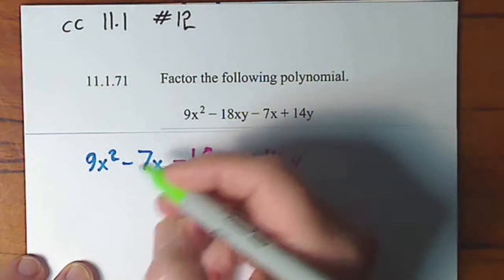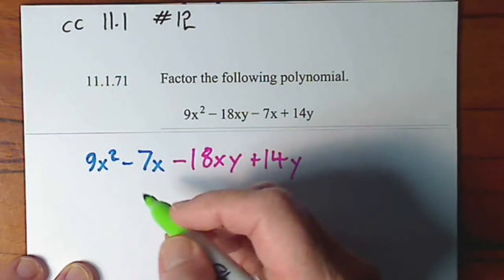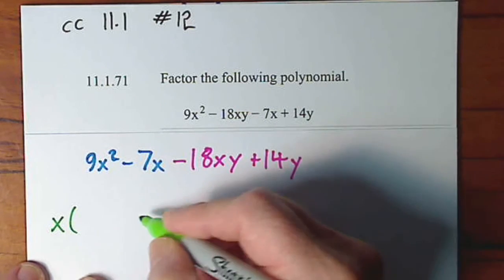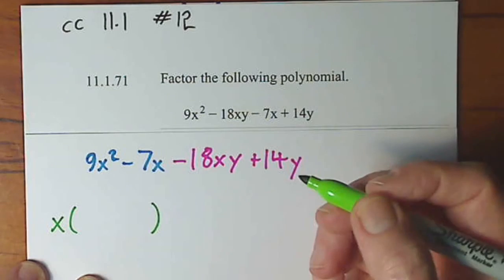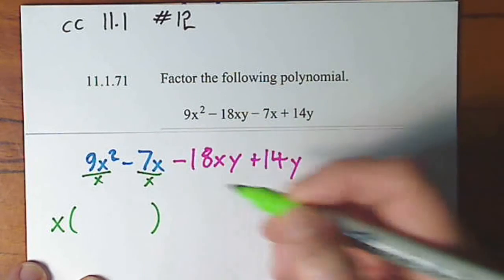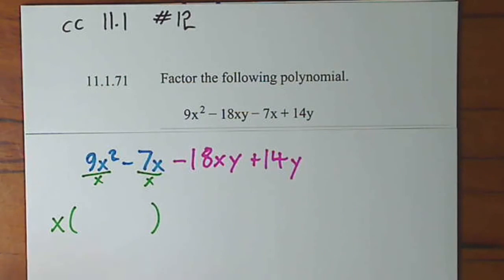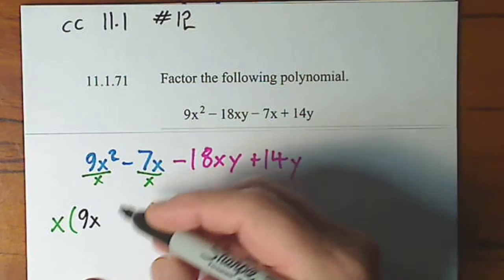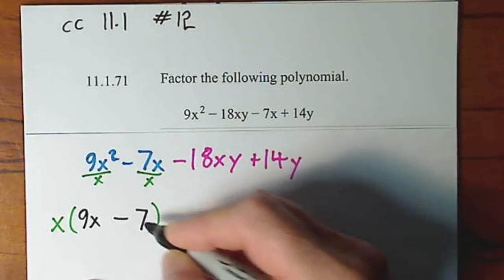So for my first two, I'm grouping these together. I can factor out an x. So there's my x sitting in front of parentheses. And when I say factor out, I mean divide out an x and divide out an x. When I do that, here I'd be left with 9x, and here I'd be left with minus 7.